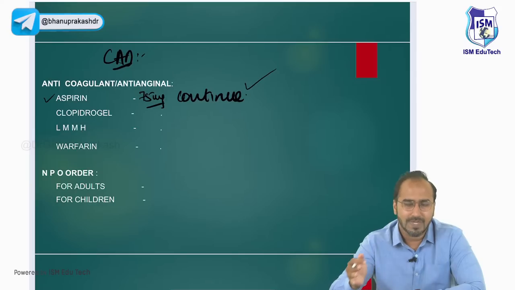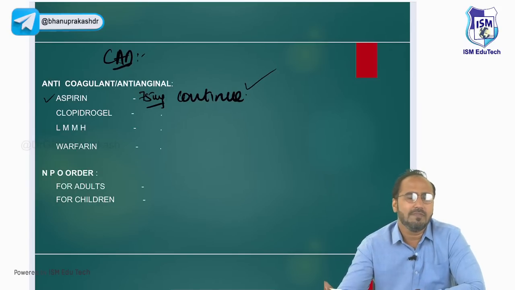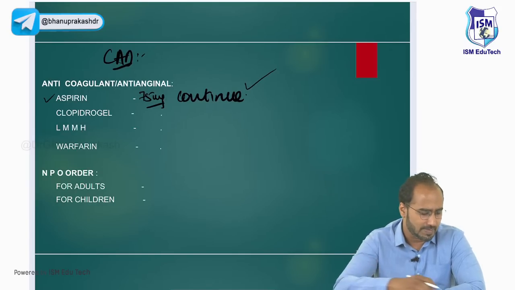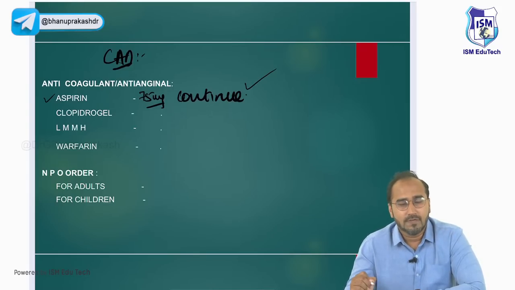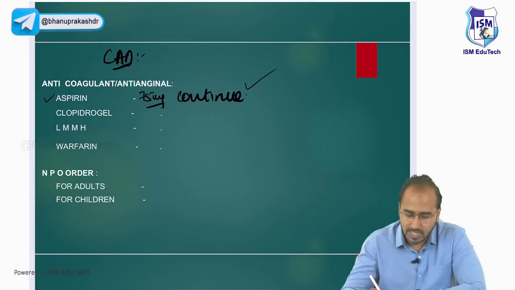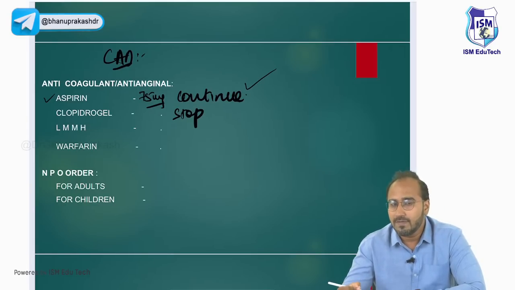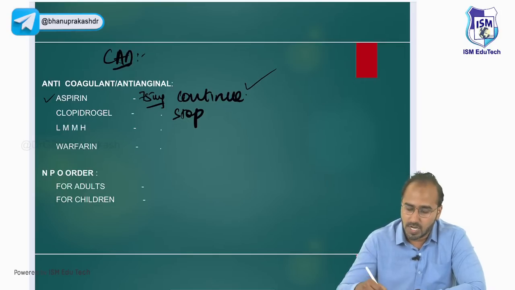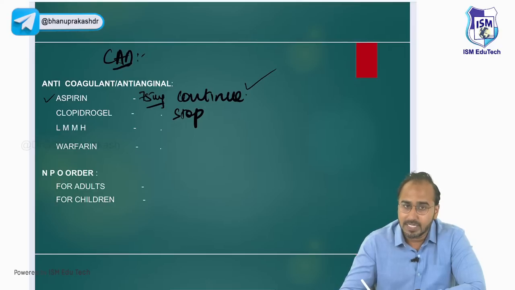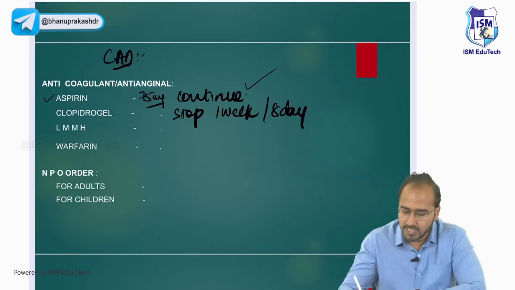Okay? Aspirin should be continued. Why? Because 75 milligram is a baby aspirin dose that can be easily continued. Next, clopidogrel. If the patient is on clopidogrel, what's your advice? You need to tell him to stop clopidogrel. Now the patient will ask you, when should I stop, doctor? Your answer should be: stop it at least 1 week or 8 days before surgery.